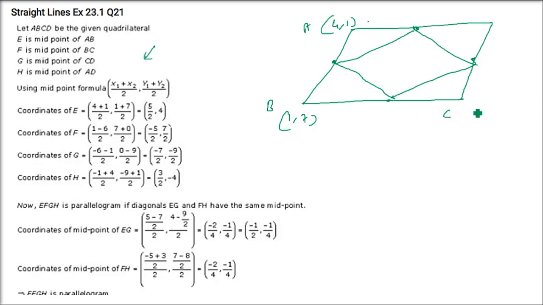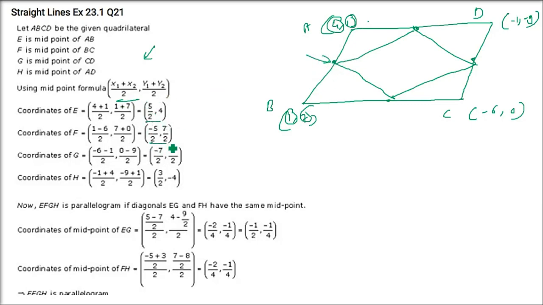And this C will be minus 6, 0. And this D is minus 1 and minus 9. Okay. Now, first of all, we have to find out the midpoints. Then only we will start for the next figure. So, what is the midpoint? x1 plus x2 by 2 and y1 plus y2 by 2.